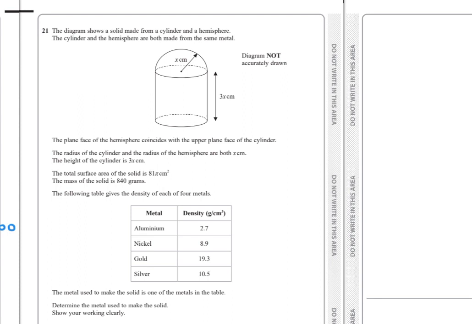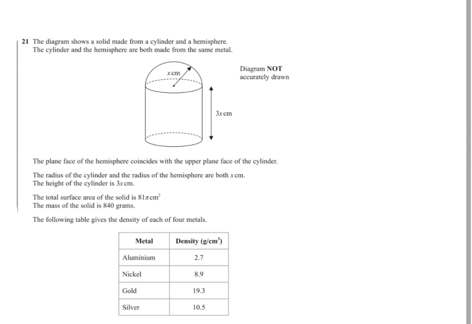So find the density by dividing the mass by the volume. To find the volume, we need to find x. We can find x from the total surface area. To find the total surface area for this solid, we need to find the surface area for the curved surface of the hemisphere. The curved surface area for the hemisphere is 2 pi r squared, because for the sphere 4 pi r squared, so for hemisphere 2 pi r squared, and the radius x, so 2 pi x squared. This is the curved surface area for the hemisphere.